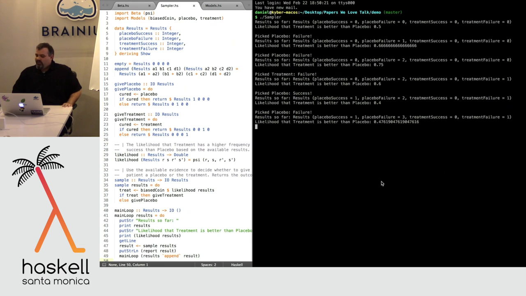Pick placebo, it failed. Swings some. Notice how large the swings are in our confidence. This is an artifact of having a small amount of data. As we get larger and larger bodies of data, we'll still swing up or down, but the swings will be much, much smaller. And the psi function automatically handles that. We don't implement anything special in this sampler other than using the psi function.